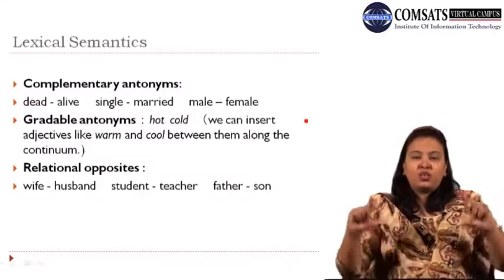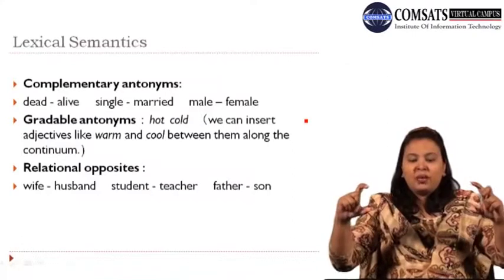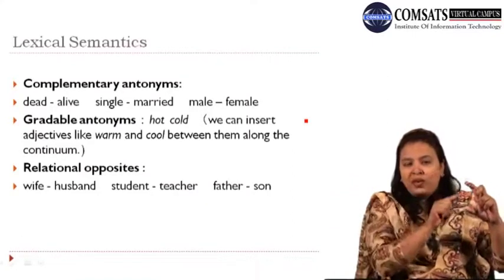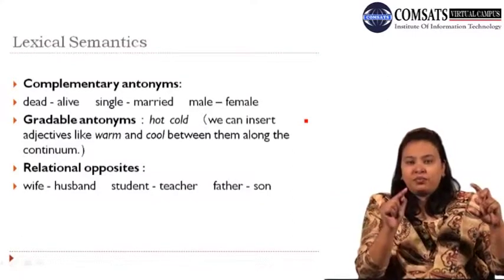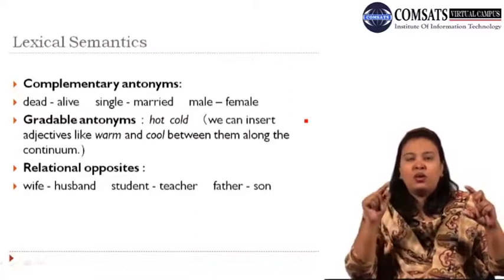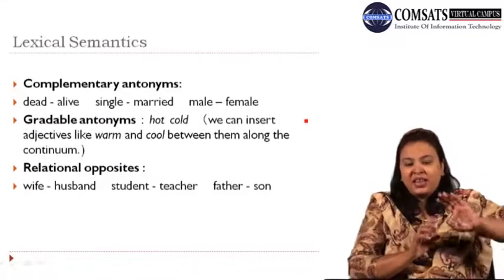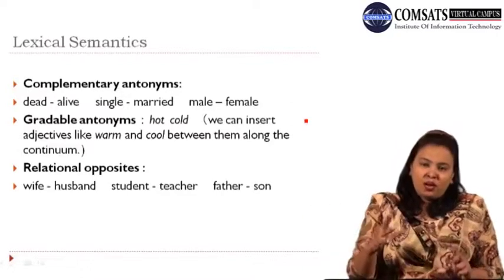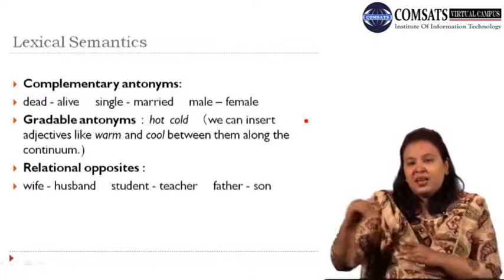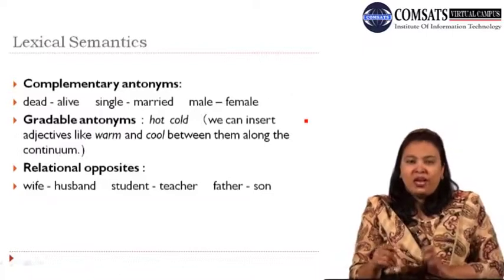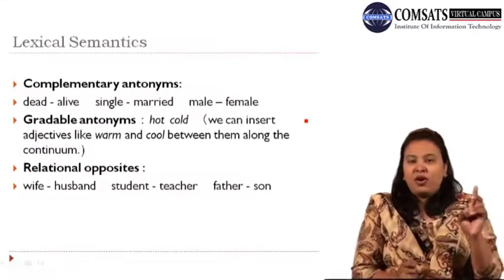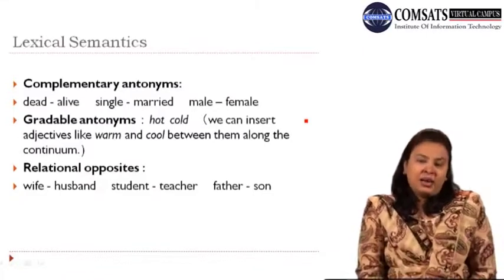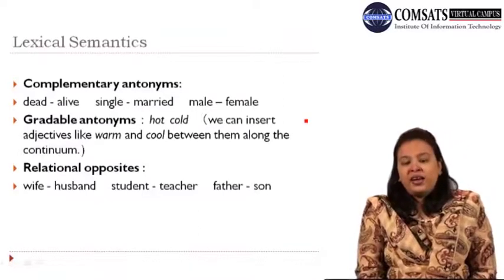For example, two extremes are hot and cold. But between them we can have the word warm, and then we can have the word cool. Warm is a lesser state than hot, but again opposite to cold. Cool is a lesser state of cold, but again the opposite of hot. So they are gradable antonyms because they can be graded.